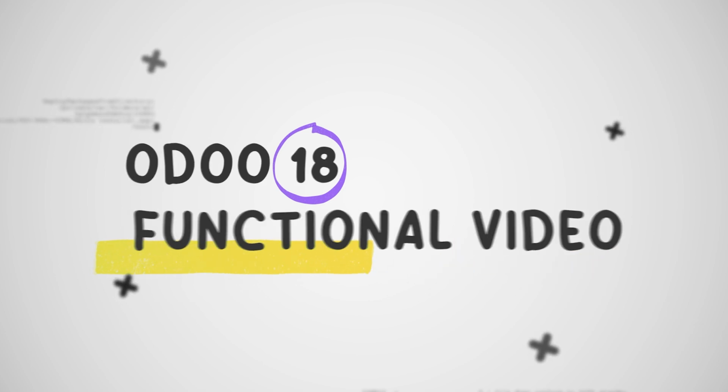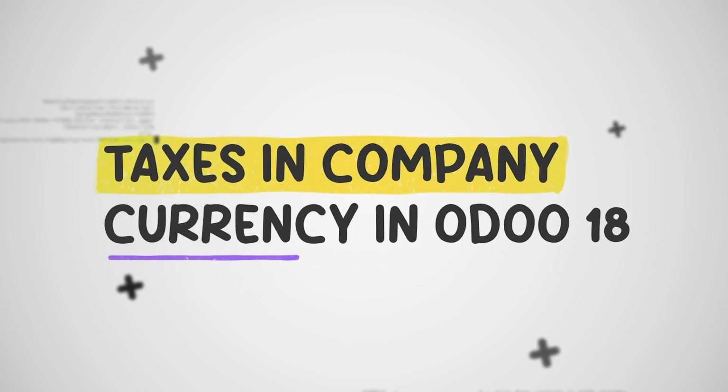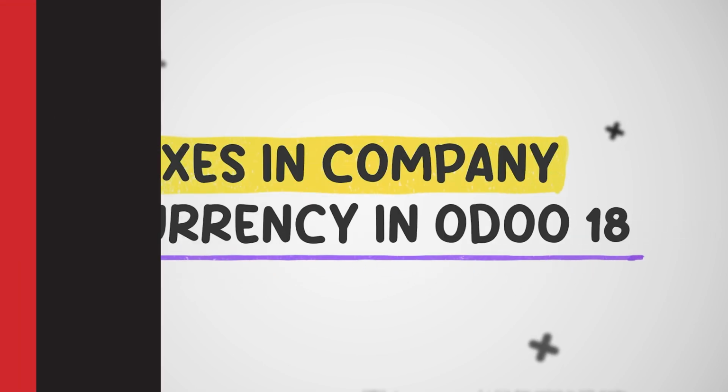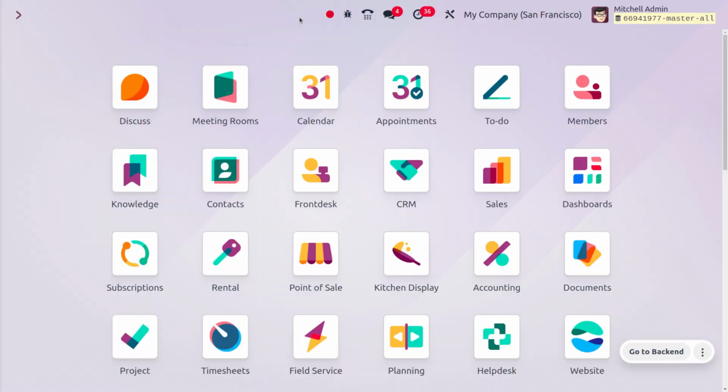In today's video, we will be discussing taxes in company currency in Odoo 18. Odoo is designed to handle multi-currency environments seamlessly. By default, the taxes are calculated and displayed in invoice currency. However, there might be a scenario where you need to display the tax in company currency as well.